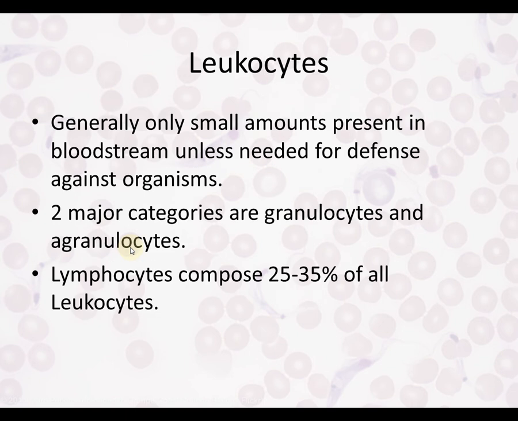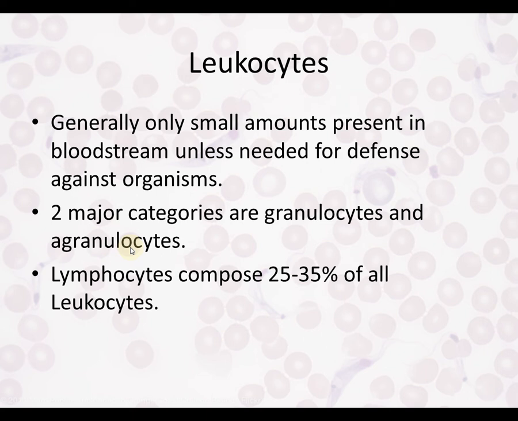Now let's move on to the leukocytes. White blood cells generally are not present except in very small amounts in the bloodstream unless they are needed for defense against infecting organisms. The white blood cells are separated into two major categories, like I said earlier, the granulocytes and the agranulocytes. Leukocytes have a longevity of a few hours to a few days. There are approximately 4,500 to 10,000 leukocytes per microliter of blood.